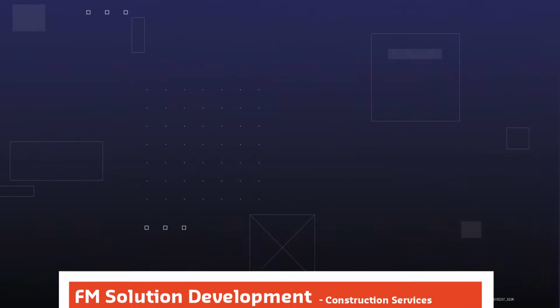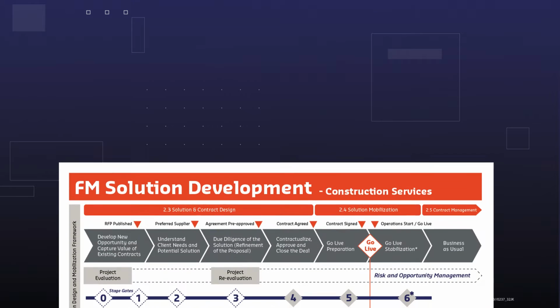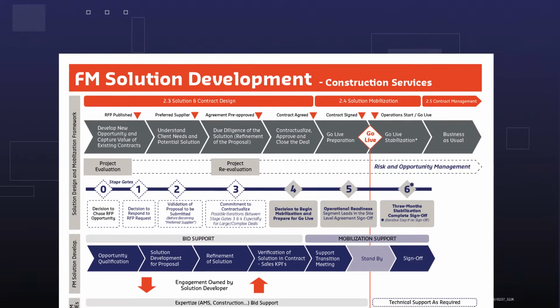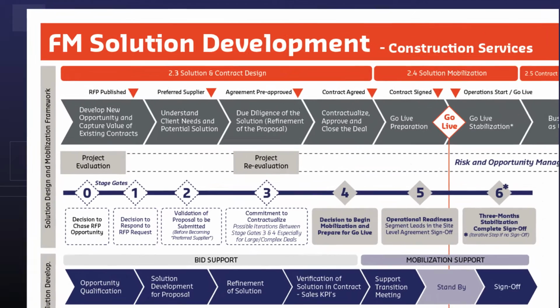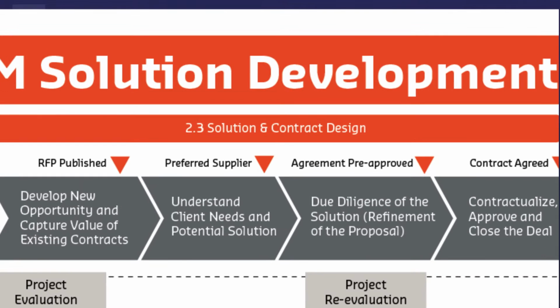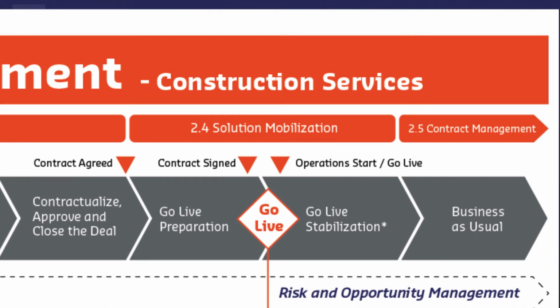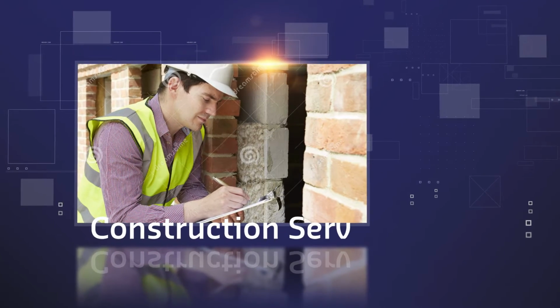The FM platform has standardized end-to-end processes to support the segments in their sales and deployment of these services. These end-to-end processes match the global mega processes for client relationship management. This video will describe the 2.3 mega process for solution development and the 2.4 mega process for solution mobilization. The video will also explain the implementation process for the 2.3 and 2.4 mega processes for construction services.